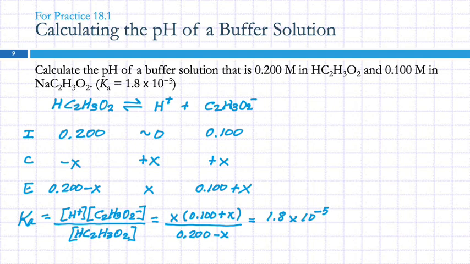So we can choose to solve this using a solver or trying the x is small approximation and then checking to make sure that it's valid. I did bring my calculator tonight. I'm going to show you the x is small, which has a good chance of working because 0.2 and 0.1 are fairly decent concentrations. 10 to the minus 5, fairly small. So this x goes to 0. This x goes to 0. And so my x will equal 0.200 times 1.8 times 10 to the minus 5 divided by 0.100. That's just algebra.